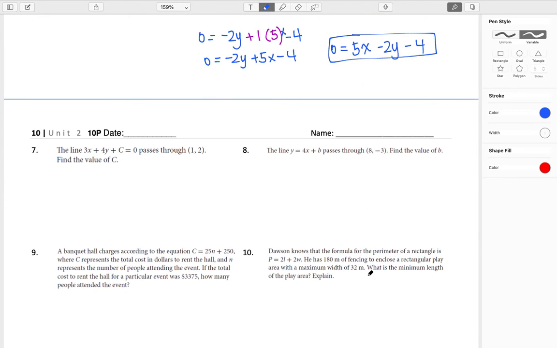Now let's try a different type of question this time, number 8. So we have the line y is equal to 4x plus b. It passes through a given point and they're asking us to find the value of b. All you need to do is plug in a point. 8 represents x and negative 3 represents y. So I'm going to plug in negative 3 into y. So negative 3 equals 4 times 8 plus b.